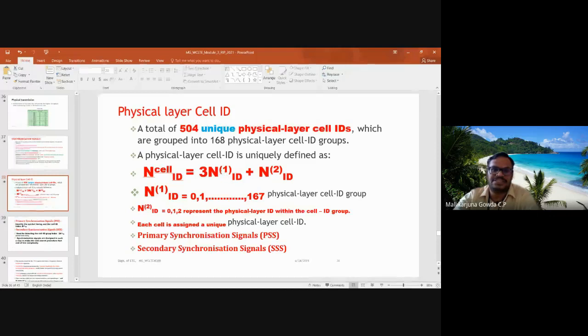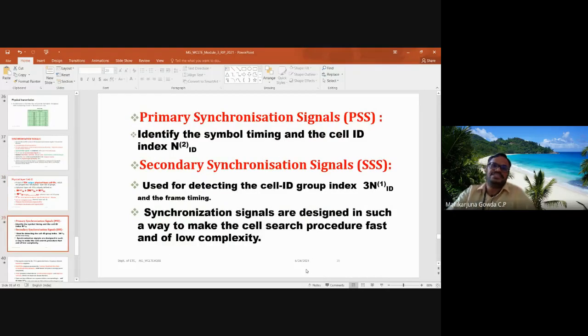I said this varies from 0 to 167. With that, I said 168. 168 into 3 will get the 504 as a value. Okay, fine. So then I said the PSS is used to identify the symbol timing as well as the cell ID index. And SSS, that is the secondary synchronization signal, is used for detecting the cell ID group index as well as the frame timing.